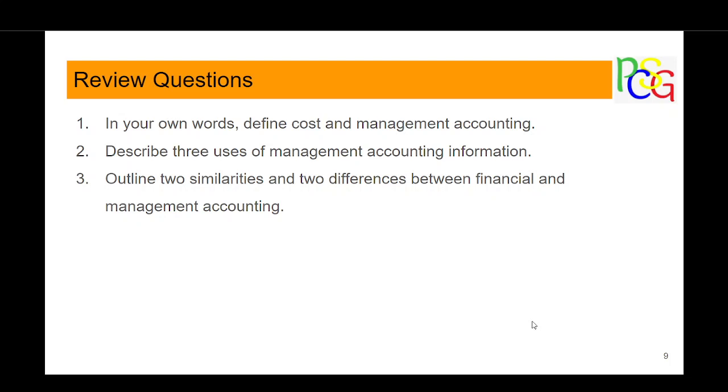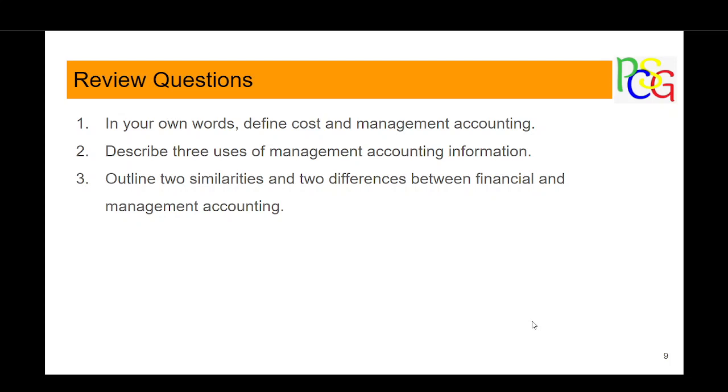So as we said before, cost and management accounting is the process of gathering and analyzing. In my own words, I'll just define it as gathering and analyzing non-financial and financial information in order to optimize or maximize the use of an entity's resources. Okay. The second question we have here is describe three uses of management accounting information.